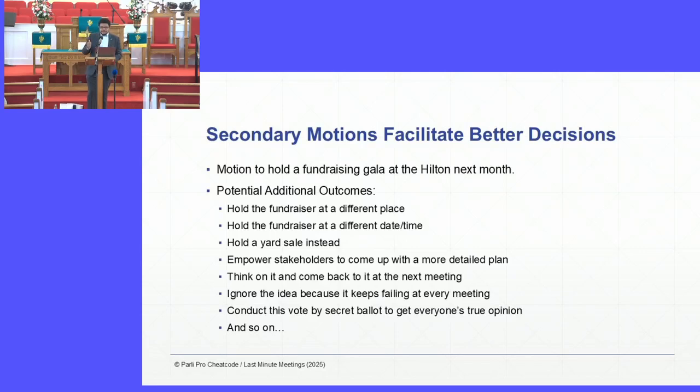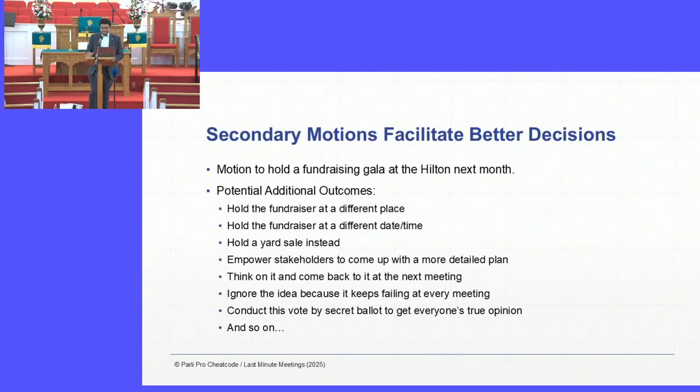And so, for example, if the motion is to hold the fundraising gala next month, maybe I want to do it next year instead. So I would make my motion to amend it by taking out the word month and putting in the word year instead, to make the motion to hold it next year. And so that's why we have secondary motions and procedural motions: to help make those nuanced decisions, to get to what's going to have majority support, to get the real consensus of the group.